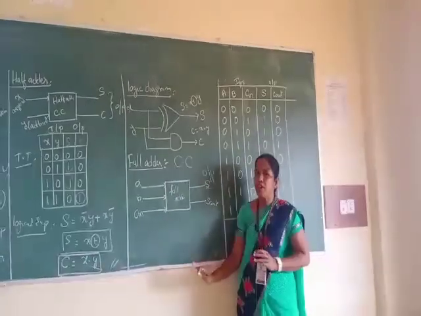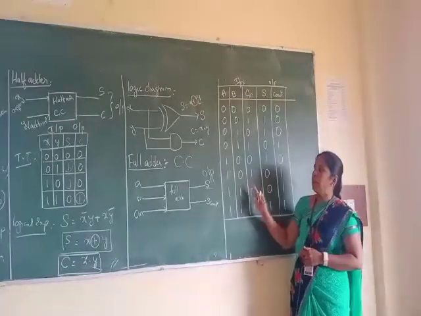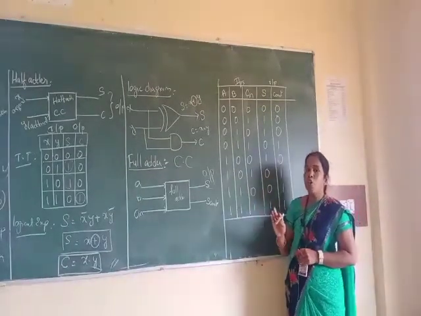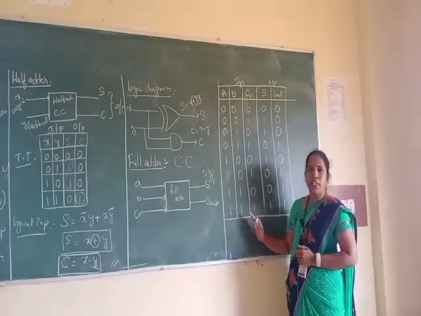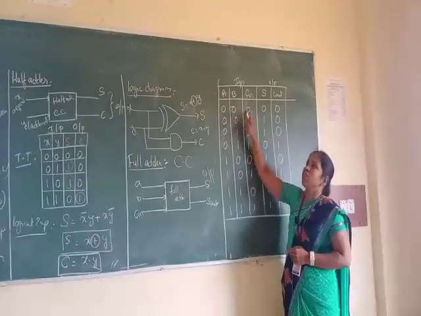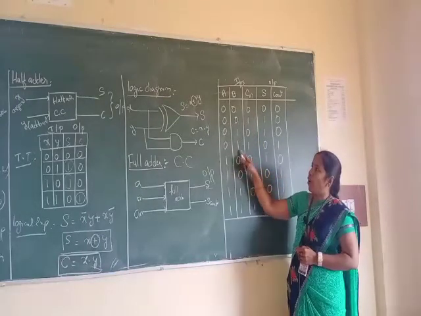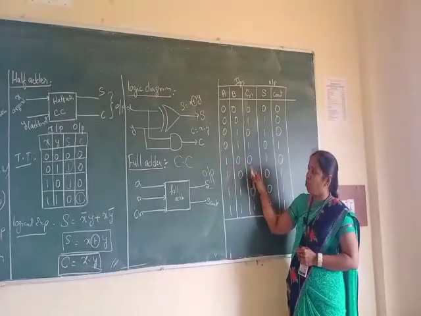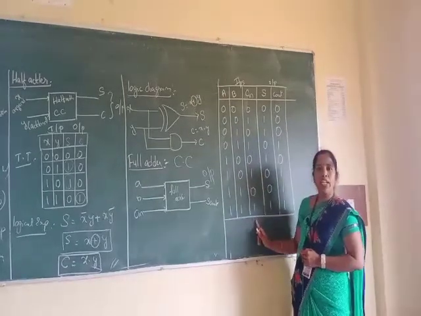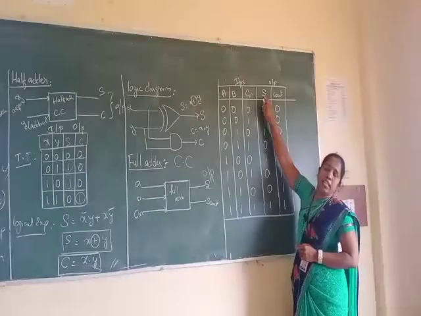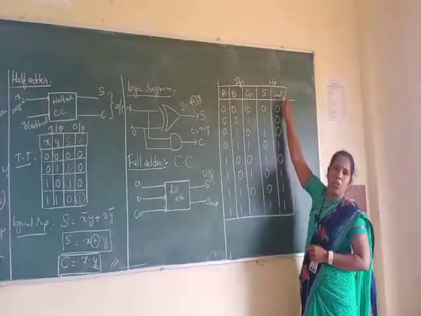This is the definition and we have discussed the purpose. Now the truth table. With 3 variables, how many combinations will there be? 2 to the power of 3, that is 8 combinations: 000, 001, 010, 011, 100, 101, 110 and 111. The output columns are sum and C out.